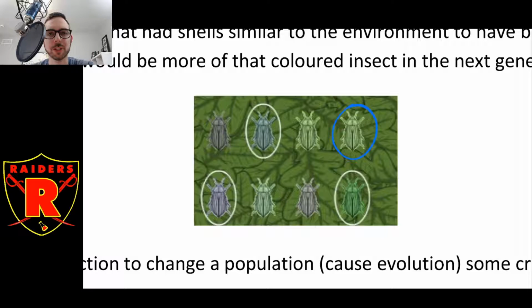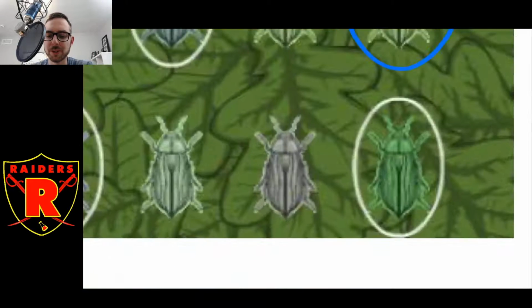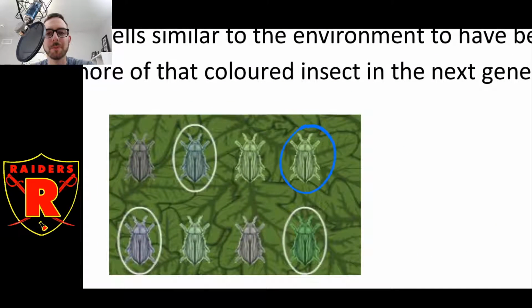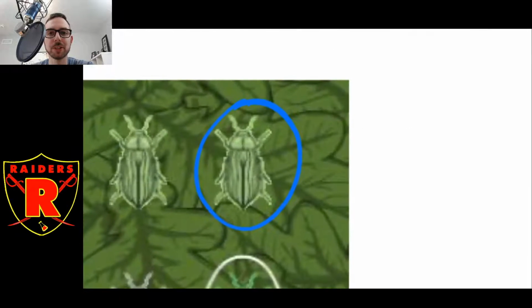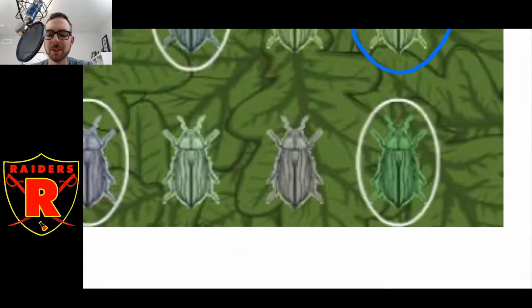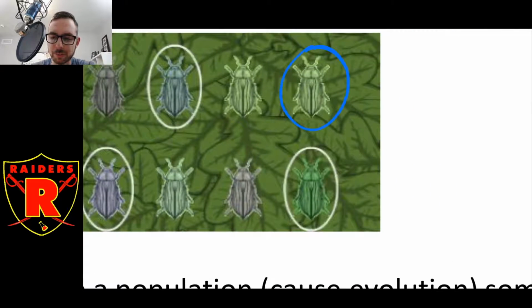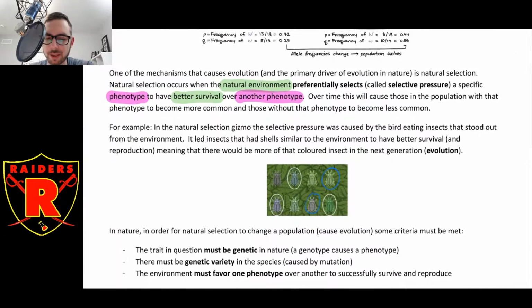And over time, that's going to change what the population looks like, because ones that are like this are going to get selected for more, and ones that look like this are going to get selected for less. So over time, the frequency of the allele for this particular color is going to be more common than the allele for this particular color. Sorry, maybe I'm not making it clear which two I'm talking about right here. Okay. So that's the basics of it.